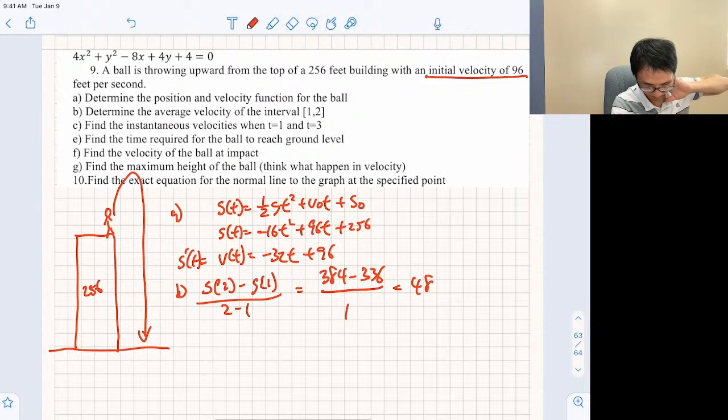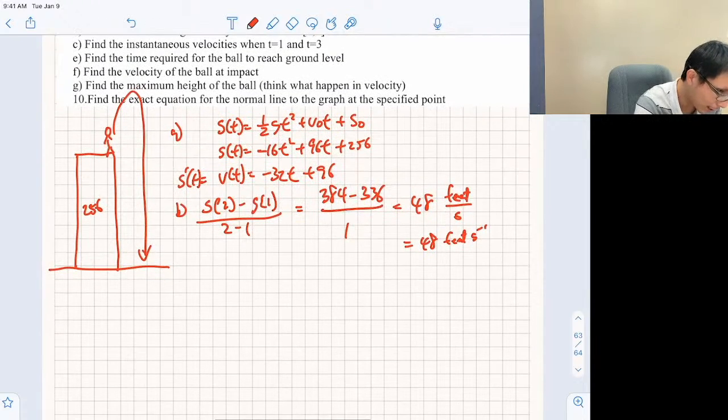Because it'd be negative 16 plus 96 plus 256. Oh, never mind. Okay, what is the unit here? Feet per second. Because you have changing position, the top part is going to be feet, and the bottom is going to be seconds, right? Some people write it like feet, s to the negative 1. That also works, as long as it's understandable. So that is going to be 48 feet per second. Okay, so how do I find instantaneous velocity?